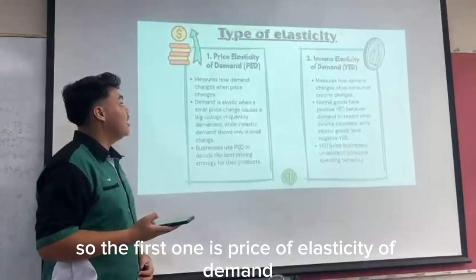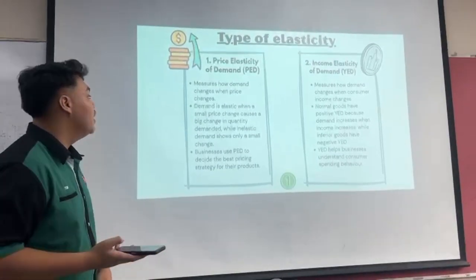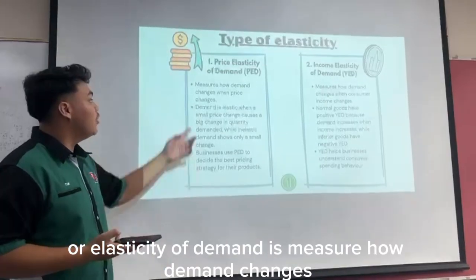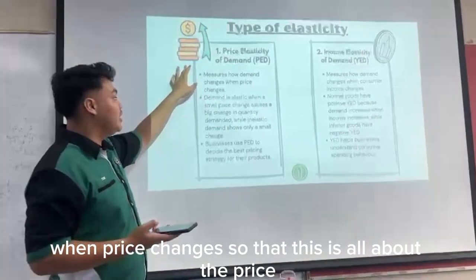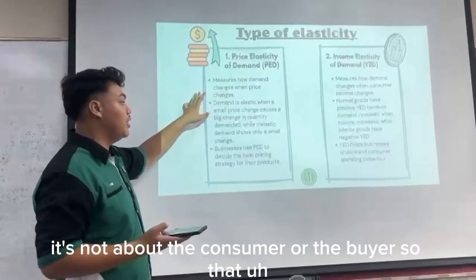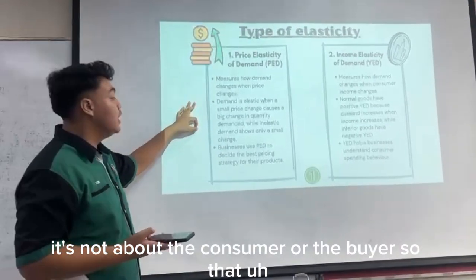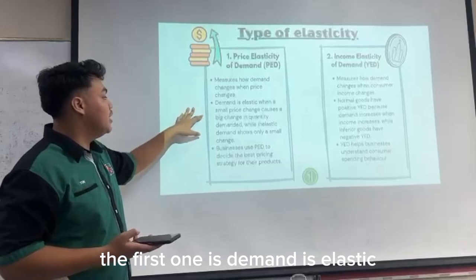The first one is price elasticity of demand. Price elasticity of demand measures how demand changes when price changes. So this is about the price, not about the consumer or the buyer. The first type is elastic demand.